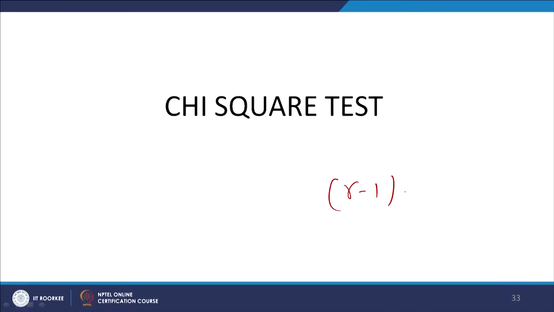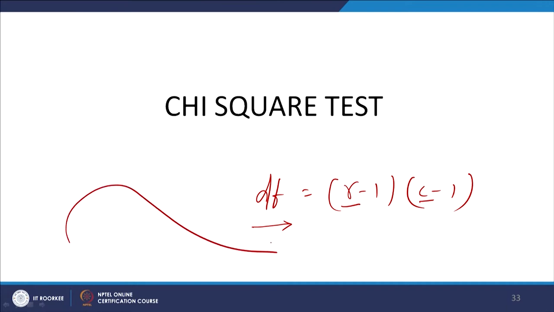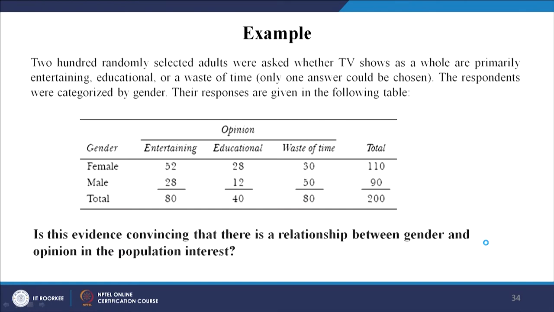We had discussed the chi-square distribution, which is a right skewed distribution, and I said the number of degrees of freedom is calculated by (r minus 1) into (c minus 1). What is r? r is the row, c is the column. When you multiply these two factors, it gives you the degrees of freedom. As the degrees of freedom go on increasing, the chi-square distribution, which actually looks something like this, tends to become more normal in nature. Okay, so this is what we had said.